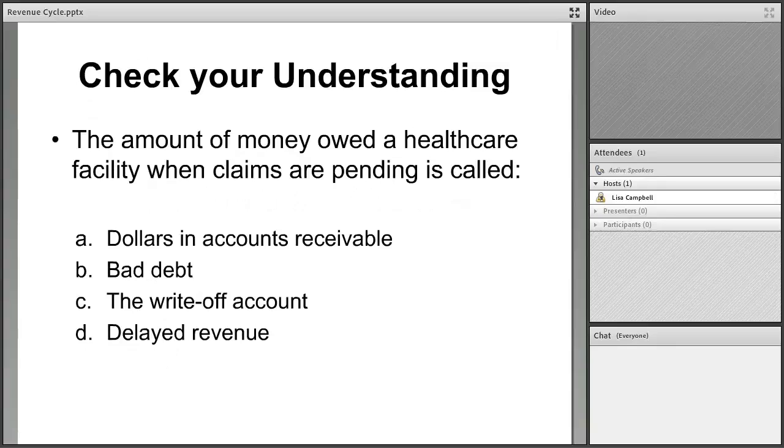Next question. The amount of money owed a healthcare facility when claims are pending is called A, dollars in accounts receivable, B, bad debt, C, the write-off amount, or D, delayed revenue. So here, the correct answer is A, dollars in accounts receivable. This is because this is money that is owed to the healthcare facility.